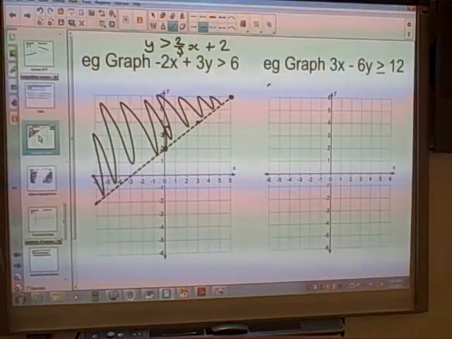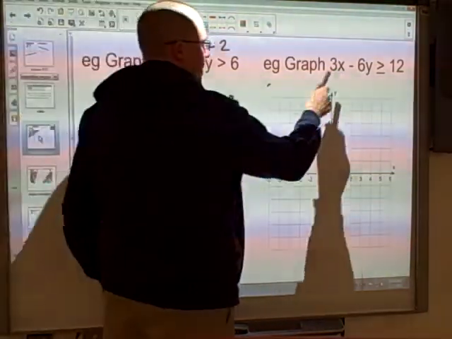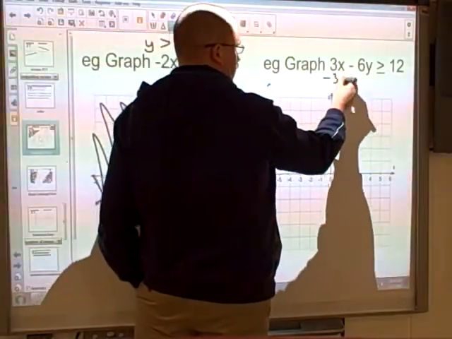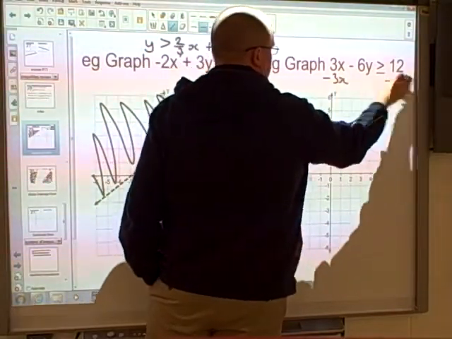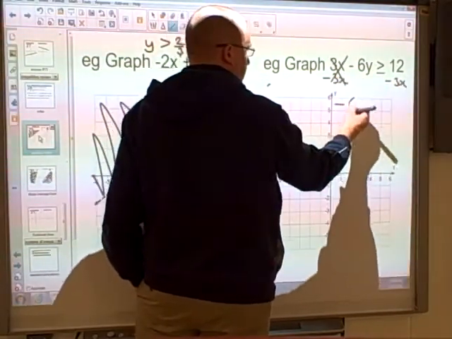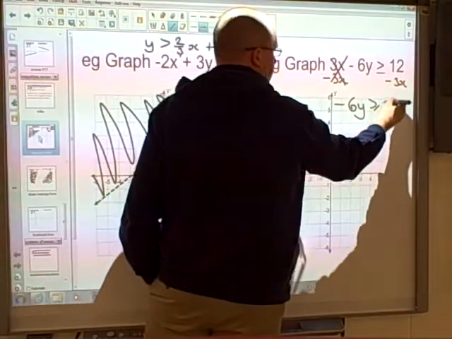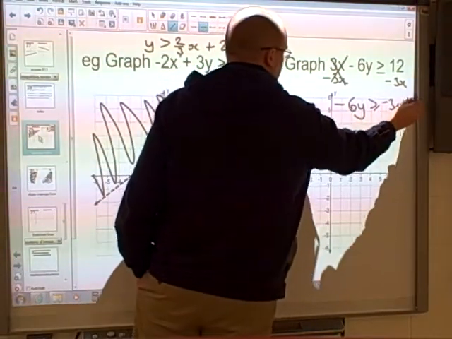Now for our other one, we can do the same thing. We can rearrange this one. And this one we've got to be extra careful. We've got positive 3x. So I'm going to subtract 3x from both sides. So that cancels. We get negative 6y is greater than negative 3x plus 12.